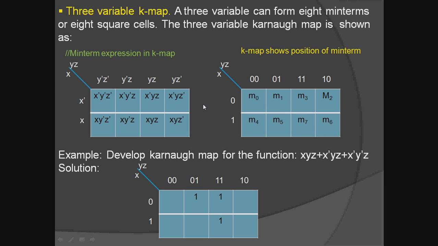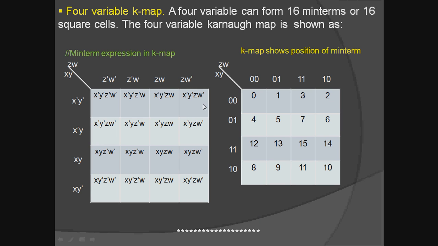Now let's move on to the 4 variables K-map. A 4 variables K-map can form 16 min terms or 16 square cells. Alright, if you see this tabular format, since there are 4 variables, x and y represent the row side, and z and w represent the column side. Okay, so you have to make the arrangement like this. It's pretty much similar, but you have to memorize and remember where this position lies, right?